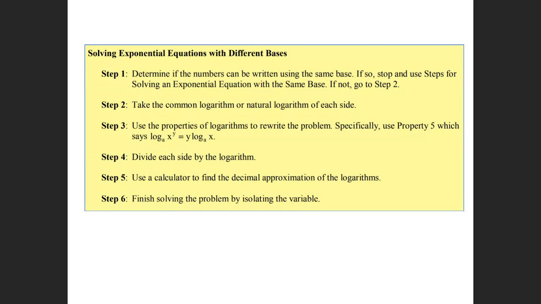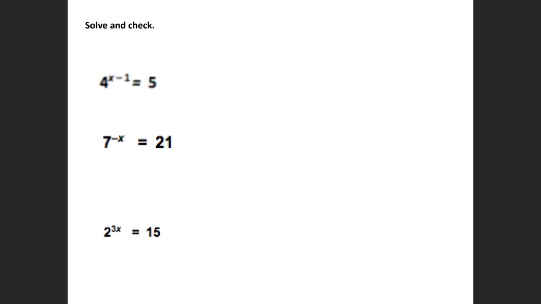Okay, so this problem here. 4 to the x minus 1 is equal to 5. There's no way I'm going to be able to get a common base there. So what I'm going to do is take the log of both sides, and I use the log base 10 because that's what my calculator has, base 10. So log base 10 of 4 to the x minus 1 is equal to log base 10 of 5. Now, I want to get rid of this exponent, so I'm going to bring it to the front, so that gives me x minus 1.